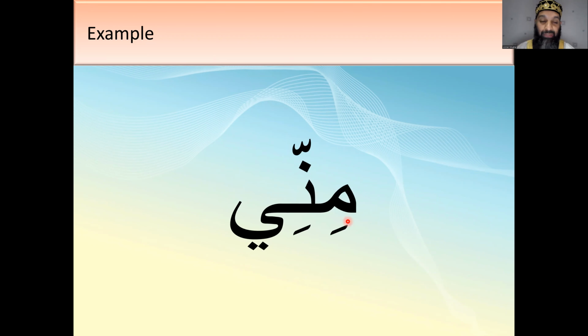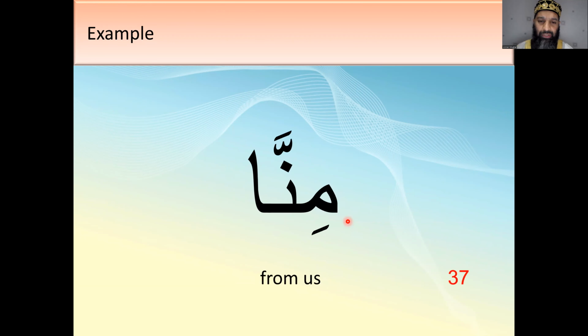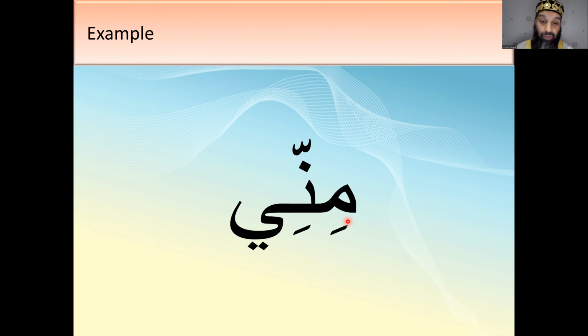Okay, you've got the second one, right? Okay, minni, yes, you've already answered. So what's minni? It's min, from me. I didn't make this one red. Okay. Minni is from me. The min is from, and the ya, my. Minni, from me. Kitabi, my book. Masjidi, my masjid. Lamborghini, my Lamborghini, but I don't have one. Right?